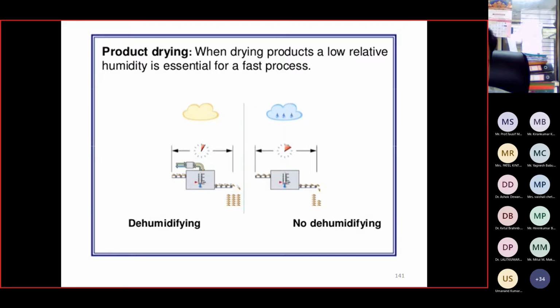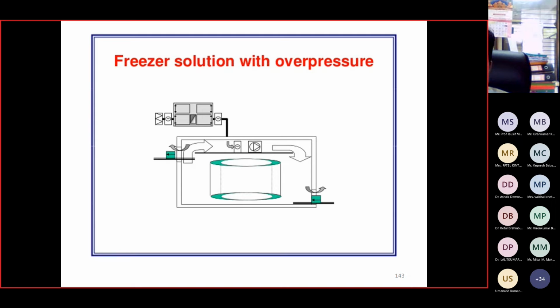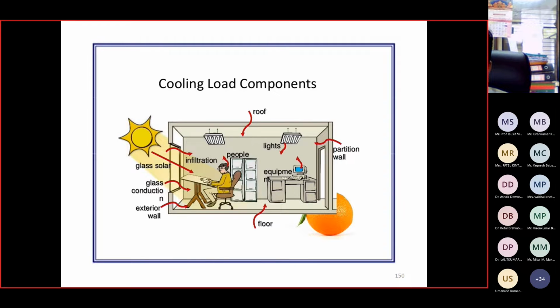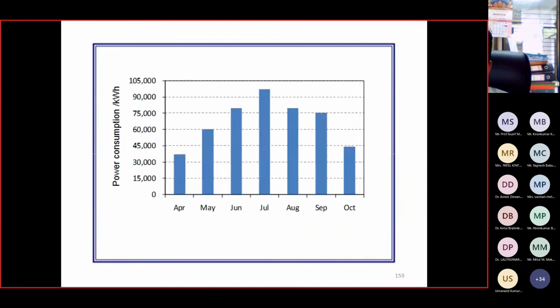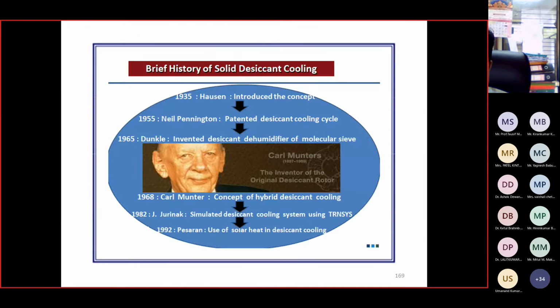Product drying operation: dehumidifying is one of the great concerns, to maintain low relative humidity for a faster process. Problems with moisture are all listed as types that are available with conventional evaporative systems. So some of the parts are intentionally kept at a primary level with regard to the operation.